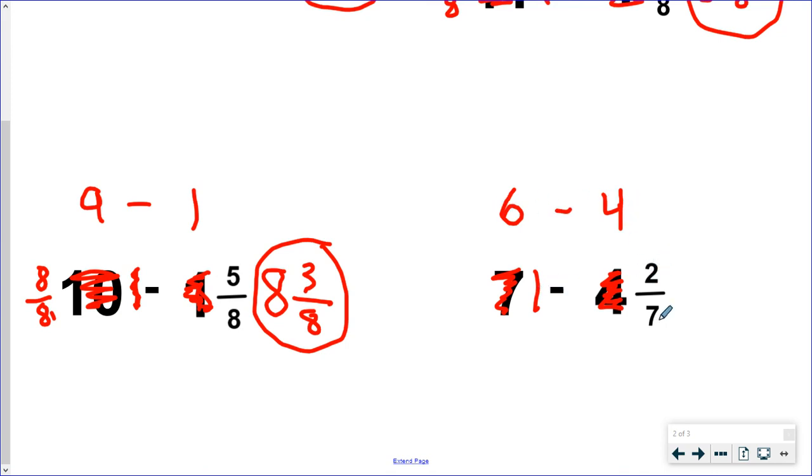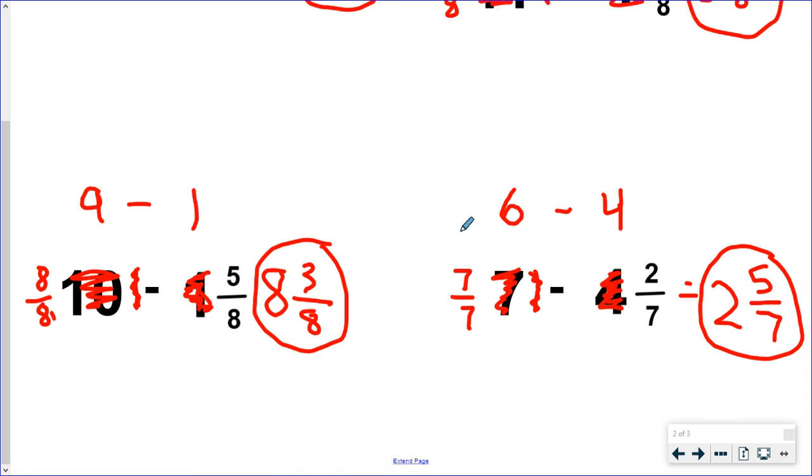Now I'm taking 1 minus 2/7. So I want to change this whole number 1 to a fraction where the denominator is 7. So this would now become 7/7. So that 1 becomes 7/7. Now I can go ahead and subtract this. 7/7 minus 2/7 is going to equal 5/7. And then lastly, don't forget to subtract those whole numbers that are sitting up here. So 6 minus 4 is 2. So finally, the answer is going to be 2 5/7.